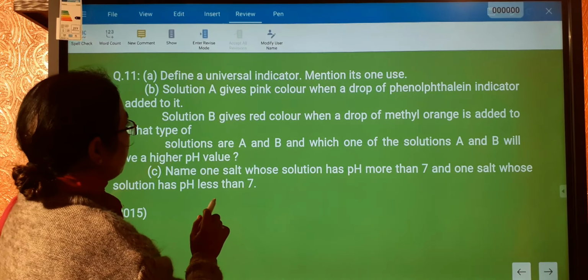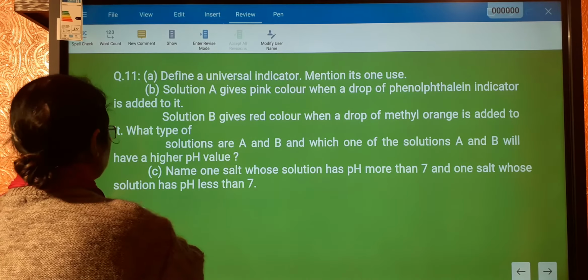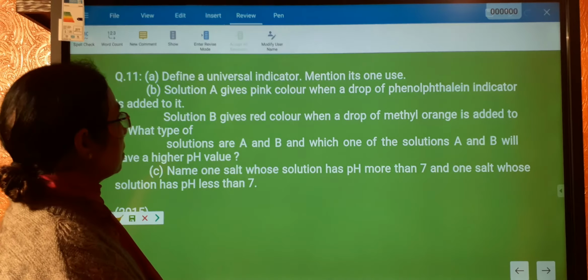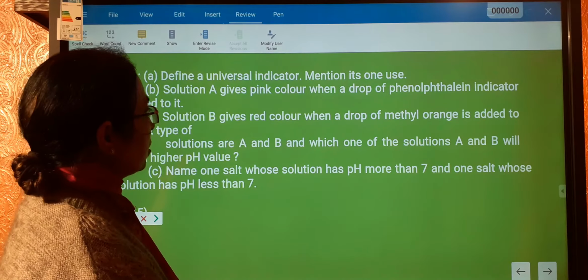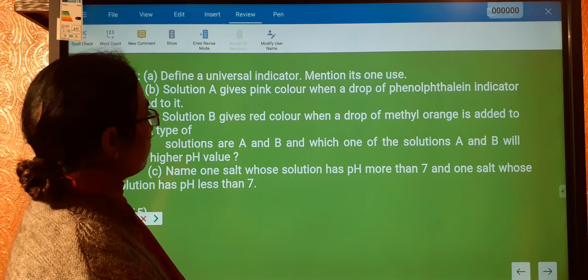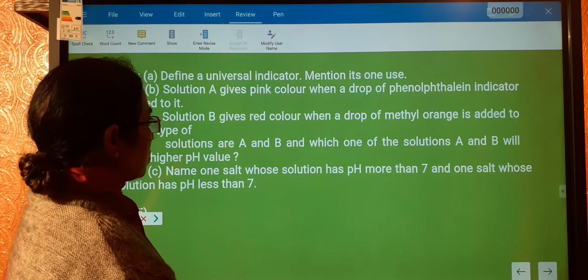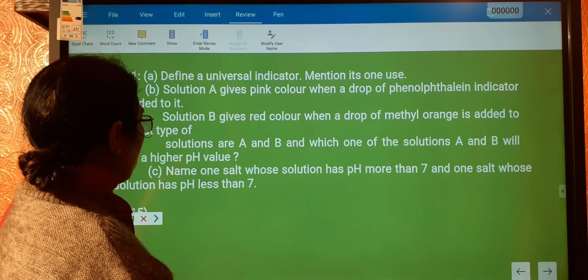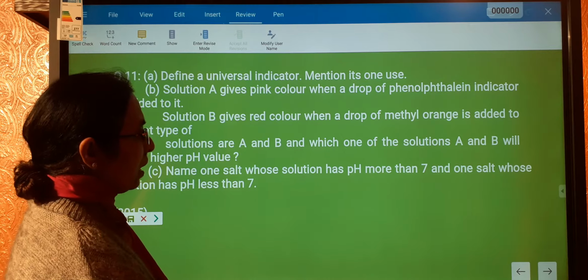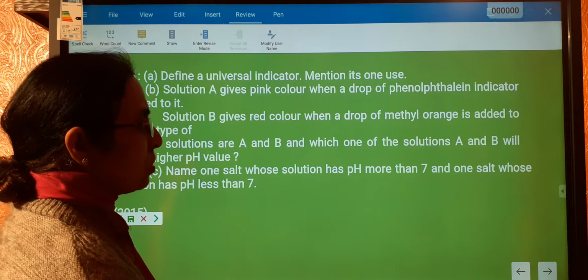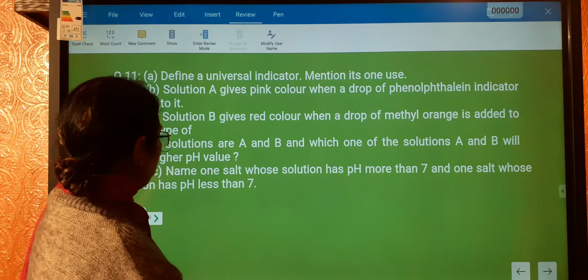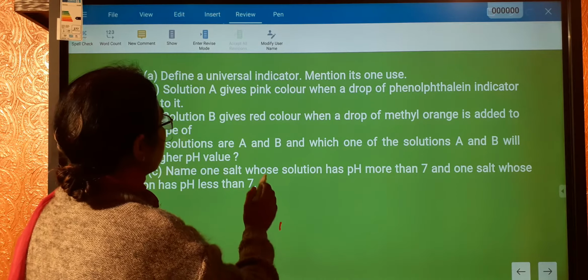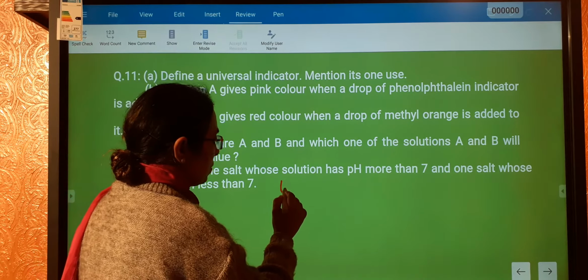Alright, this is 2015. Define a universal indicator. Mention its one use. And solution A gives pink color when a drop of phenolphthalein indicator is added to it. Solution B gives red color when a drop of methyl orange is added to it. What type of solutions are A and B, and which one of the solutions A and B will have higher pH value? Alright, so let us do the first part first. Define the universal indicator. What is a universal indicator?